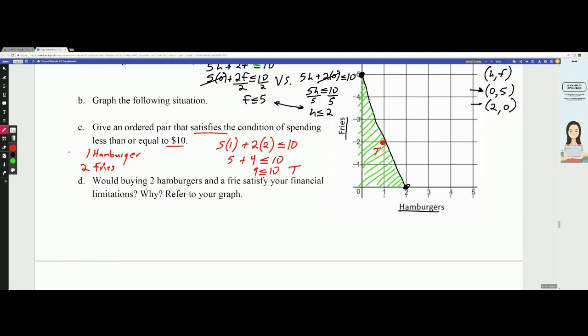All right, part D. Would buying two hamburgers and a fry satisfy? Okay, two hamburgers. Again, hamburgers is your x, your domain, and fry is your y, your output, your range. So let's go to (2, 1). Is that a true statement? No, it's outside the shaded region. So that's explaining why: (2, 1) is not within our shaded region.